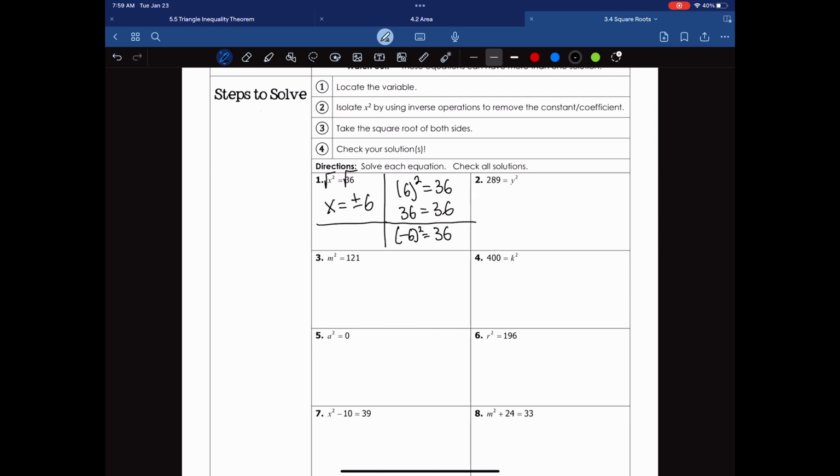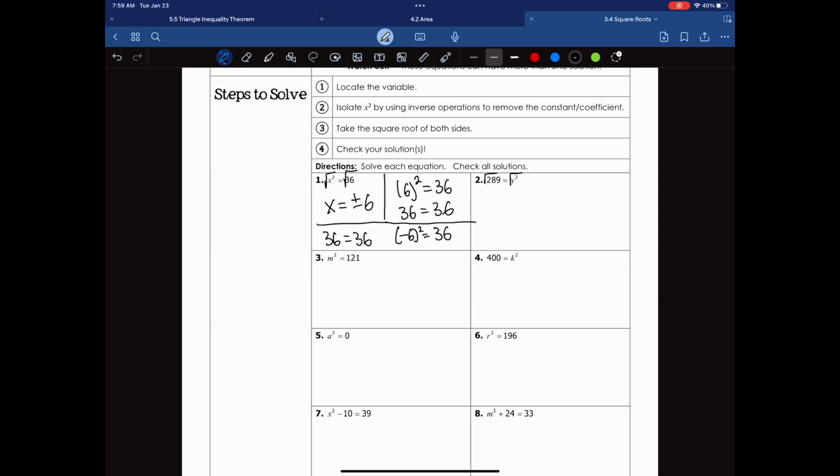I'm going to give myself a little bit more room there. So I have 36 equals 36. Again, I had to jump around a little bit there. Sorry. So again, step 2, find your variable. I found it. It's the letter that's being squared. So we're going to come up and take a square root on both sides.